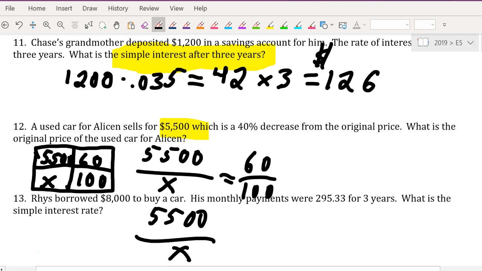5,500 over x is equal to 3/5. Multiply. What do we have? Can somebody do 5,500 times 5 for me? Times 5?